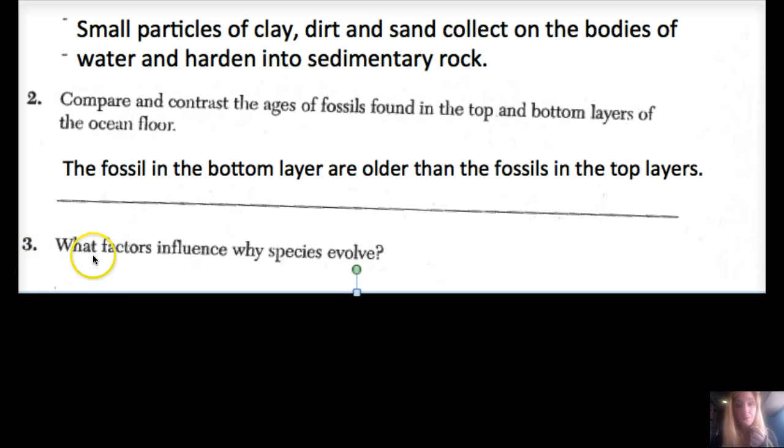Number 3, what factors influence why species evolve? So if you needed help with this question, please go back and review the lesson on natural selection. I believe that was lesson 21. And it's a very important lesson.